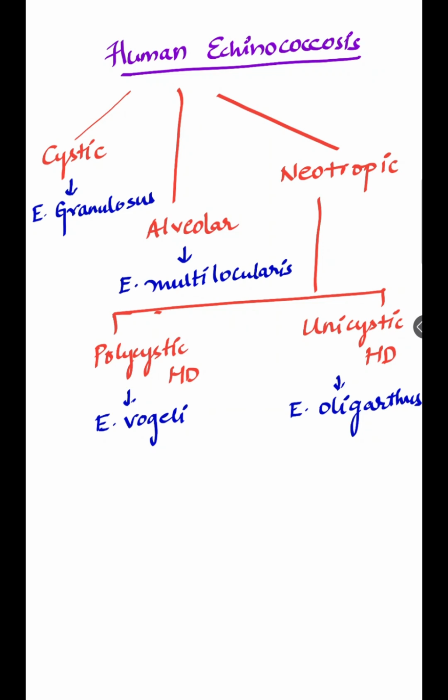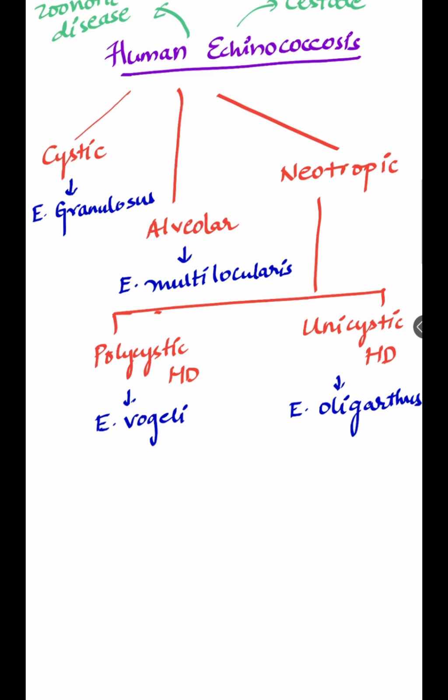So what is human echinococcus? Firstly, it is a zoonotic disease. What is a zoonotic disease? A disease that can be transmitted between animals and humans. This zoonotic disease is caused by a cestode of genus Echinococcus.